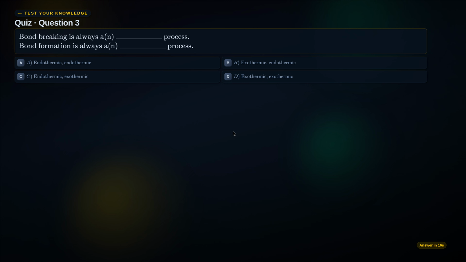The correct answer is C. Breaking bonds requires energy input, endothermic, because attractive forces between atoms must be overcome. Forming bonds releases energy, exothermic, as atoms settle into lower energy bonded states.